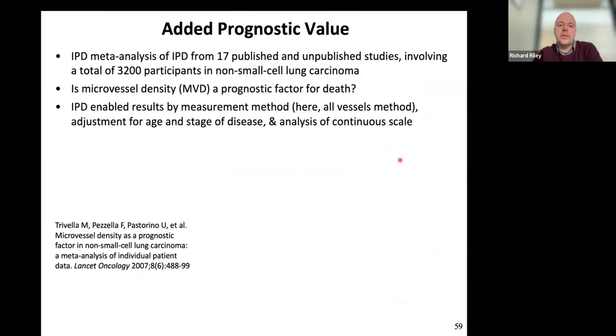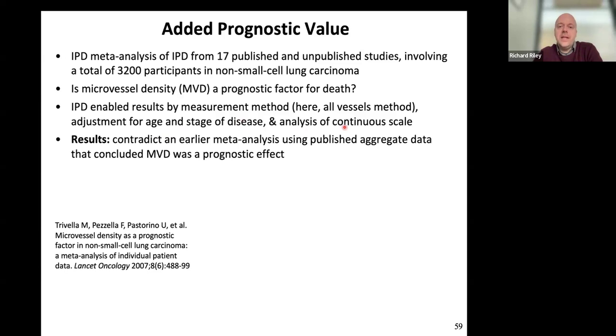I can also look at added prognostic value. One of the first IPD meta-analyses in the prognosis field was done by Maria-Elena Trivella, Doug Altman and colleagues. They got IPD from 17 studies, 3,000 participants, to see whether microvessel density was a prognostic factor for death. IPD enabled them to do lots of things that you wouldn't be able to do otherwise. For example, it enabled them to disentangle different measurement methods. It allowed them to adjust for existing prognostic factors of age and stage of disease, and importantly, it allowed them to analyze MVD on its continuous scale.